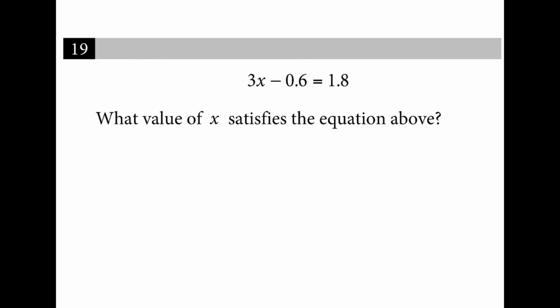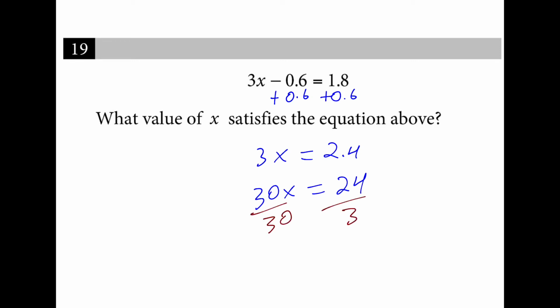What value of x satisfies the equation above? First thing I do is I add 0.6 to both sides. This gives me that 3x is equal to 2.4. If I wanted to not deal with decimals, I could multiply both sides by 10. So this gives me 30x is equal to 24. Doesn't really matter, because in both cases I'm going to divide by 30. And this goes away, and I can simplify this, because if you divide the top and the bottom by 6, you get 4 over 5, or 0.8.